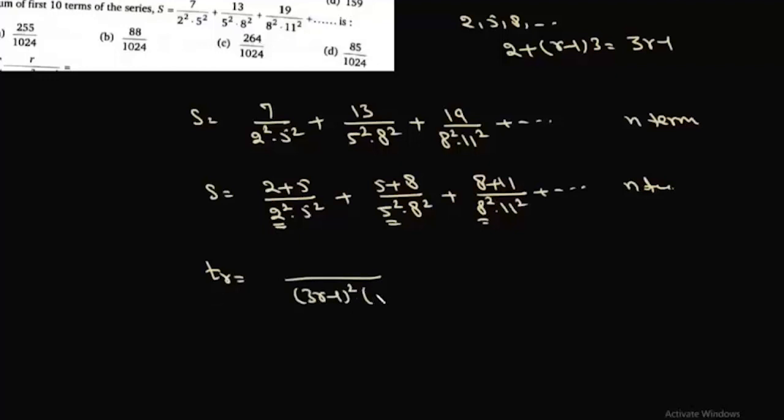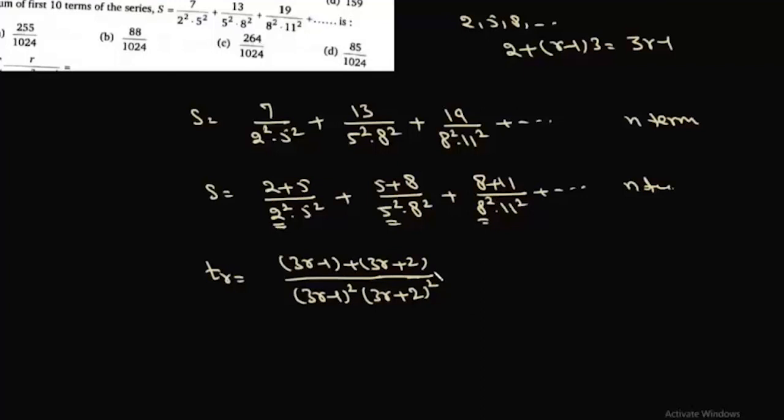Now this next term is 3 more than the first term. So there will be 3r minus 1 plus 3, so there will be 3r plus 2 whole square. And the numerator is simply the addition of these two terms, so it is 3r minus 1 plus 3r plus 2.